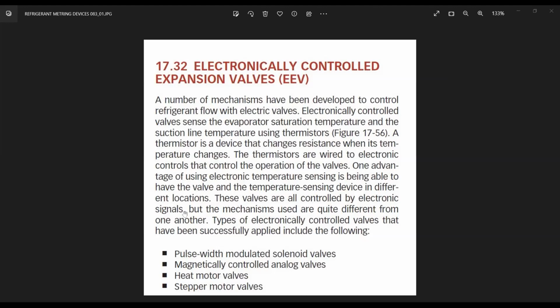These valves are controlled by electronic signals, but the mechanisms used are different from other types. So what are the main types? Pulse width modulating solenoid valves, magnetically controlled analog valves, heat motor valves, and stepper motor valves. The most common, as we saw yesterday, is the stepper motor. The other ones are also there, but I don't want to get into them because it will become a bit too involved. Just note the names: pulse width modulated solenoid, magnetically controlled analog, heat motor, and stepper motor. Basically, there are different types.